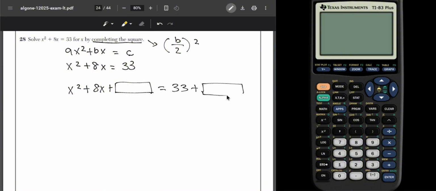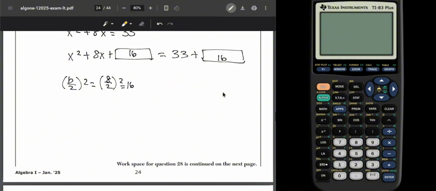So now I need to complete the square. You know that your value of b is 8. So b over 2 squared is going to equal 8 over 2 squared. 8 over 2 is 4. 4 squared is 16. So I'm going to add 16 into my boxes. Now, I want to rewrite this as a binomial squared. I'm just going to show you again my b so that you have that for reference.